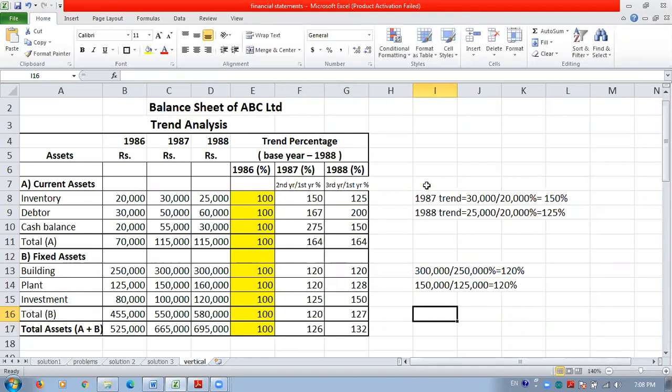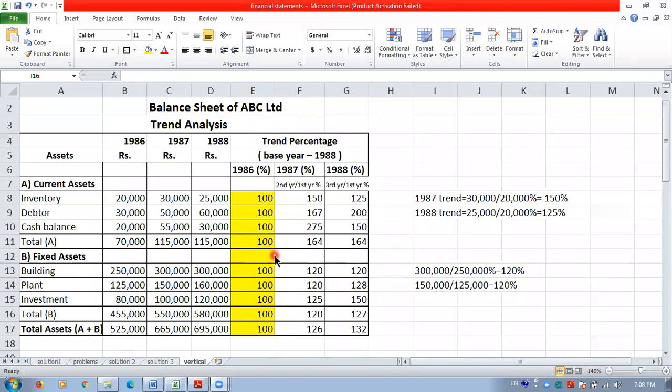Okay, so most people understand what is going on here. So you come to know what a trend is. How to do the trend analysis of balance sheets, right? So now you come to know what trend analysis is and how we are going to calculate it. Okay, so this is the trend analysis.